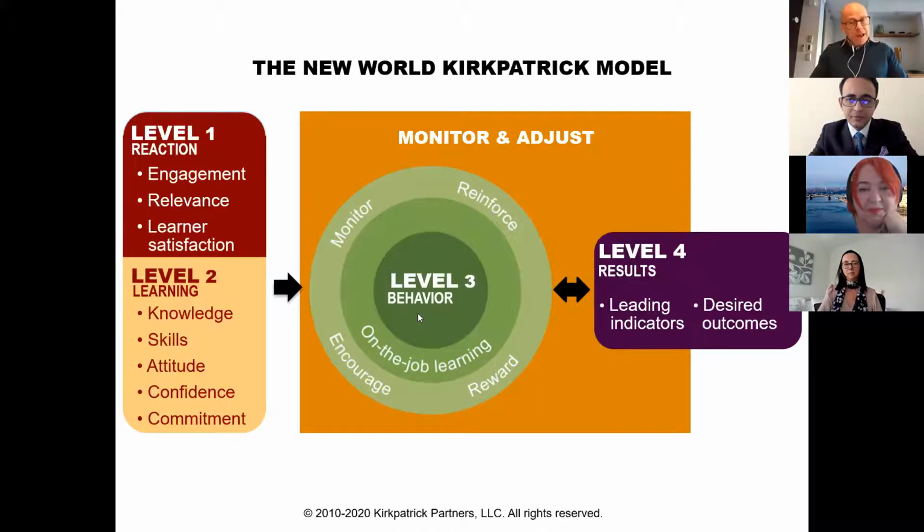And towards the right-hand side, you'll see level 4 results. And level 4 results is not just what results did the training have, it's what impact did the training have on the organization. And when we say impact on the organization, we are really looking at what we call that flag at the top of the mountain, which is, what does the organization exist to do? What is it trying to achieve? Together with some aspect of financial performance as well.